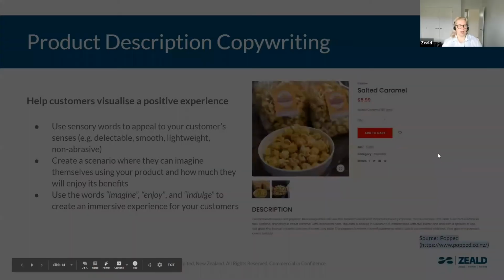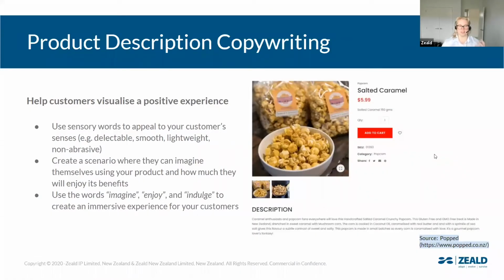Now, the next one will be helping your customers visualize a positive experience. So humans are still very visual, and you've got to create that over your website. One way to do this is by using sensory words that appeal to your customers' senses. Food is our example here, where you want to put in words like delectable, smooth, lightweight, non-abrasive, words that provide a feel and, in particular for food, maybe make your mouth start watering.